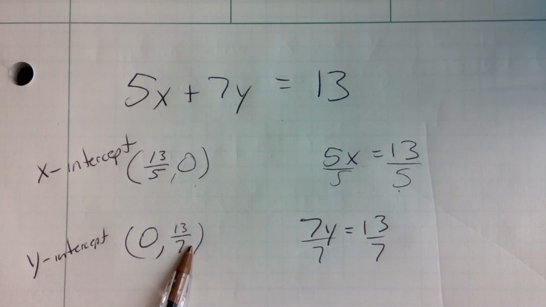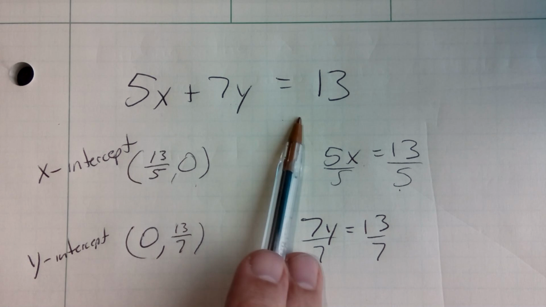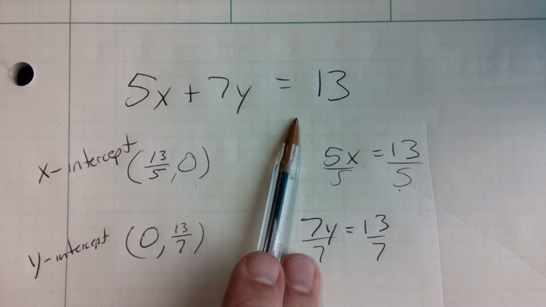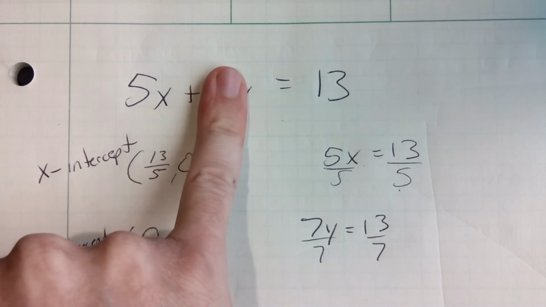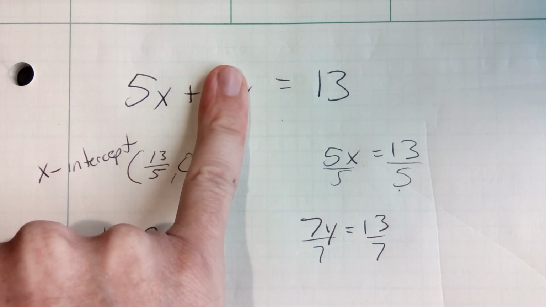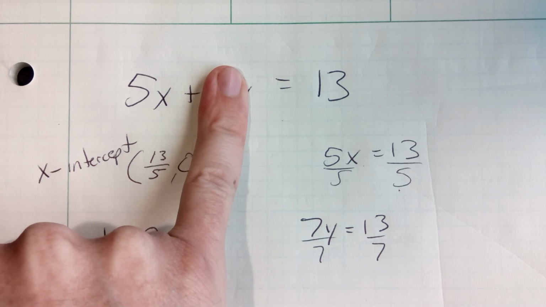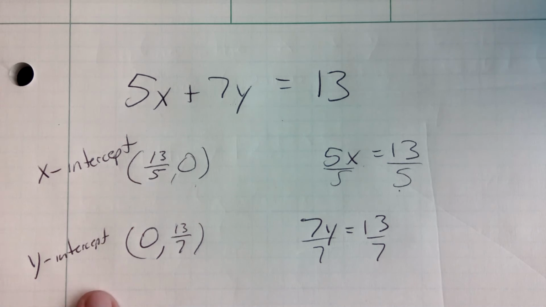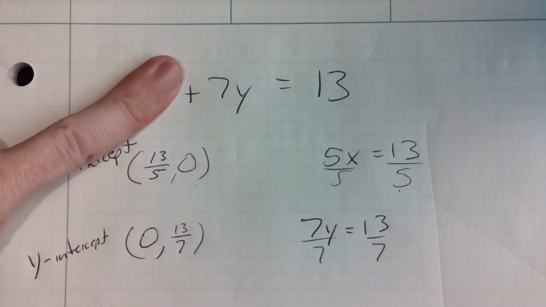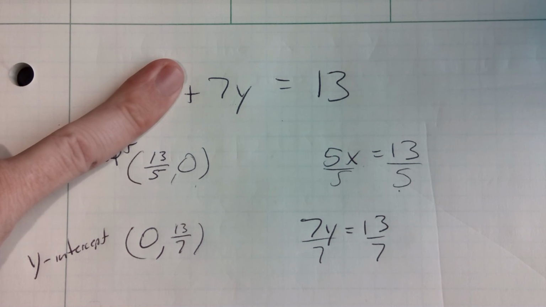So again, in standard form, if you want your x-intercept, you make y 0, which makes that term go away. You're left with a one-step equation: 5x equals 13. Divide the 5 over and you find your x-intercept. If you want your y-intercept, you make the x value 0, which makes that term go away. You divide the 7 over and you get 13 sevenths, or your y-intercept.